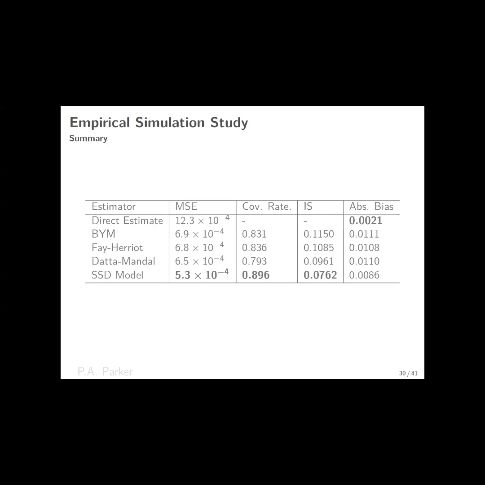And then if you look at absolute bias, the direct estimate is the best in this case, which makes sense. It's an unbiased estimator. It should have the lowest bias. In the other cases, we're imposing some model, so there's going to be some degree of bias. But within the four model-based approaches, the SSD model has the lowest absolute bias. And so that's comforting to see as well. And so we see that there's some evidence that this new SSD model can create better predictions, both in terms of point estimates and interval estimates compared to existing approaches.